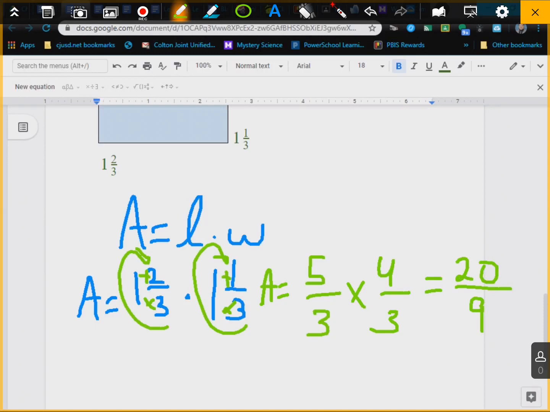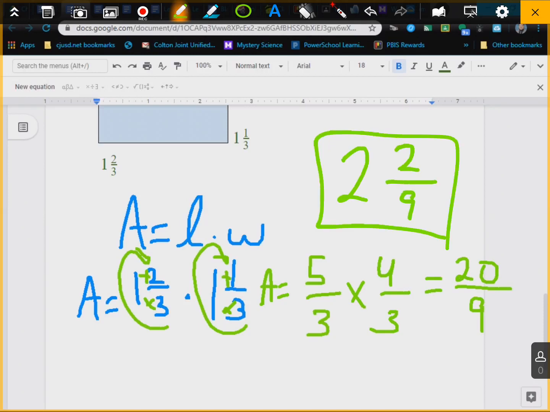And if you wanted to make this into a mixed number, you know that 9 goes into 20 2 times. You'd have 2 left over. Denominator stays the same. Right? Because 9 times 2 is 18. 20 minus 18 is 2. That's where you get the 2 left over.